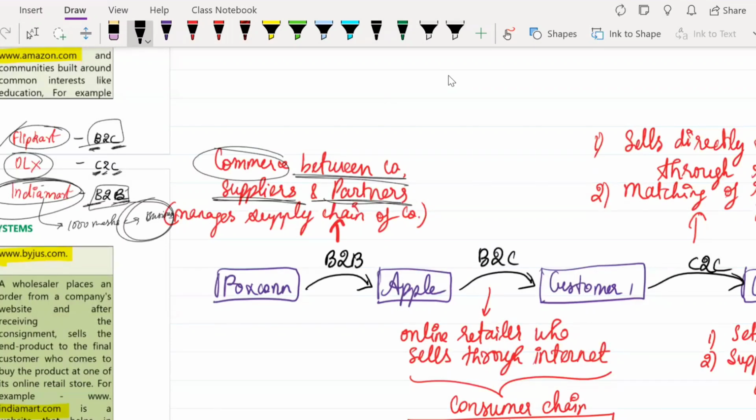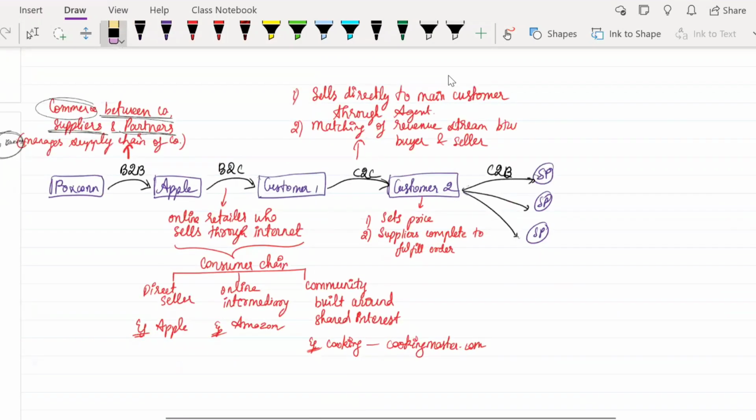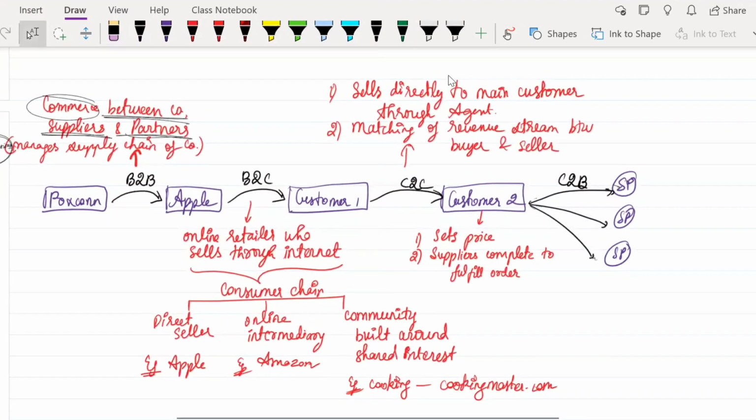Sorry, wait, one minute. We'll go with this example itself. I think here the order has been changed a little bit. Yes. So first, let's take the example of Apple.